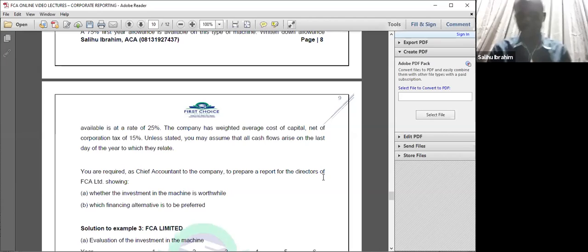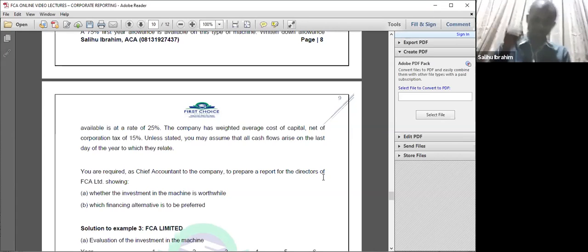The first relevant cash flow you can think of is the cost of the machine, because if you want to borrow to finance the acquisition of the machine, the amount you want to borrow must be equal to the cost of the machine. That is why we say the cost of the machine is the first relevant cash flow. Okay, after the cost of the machine, what next?